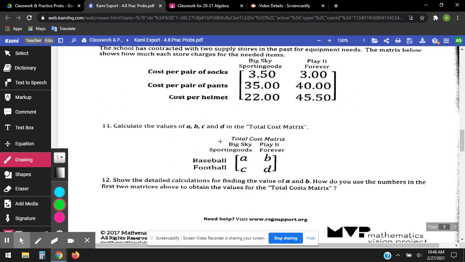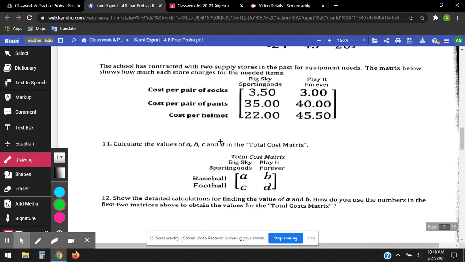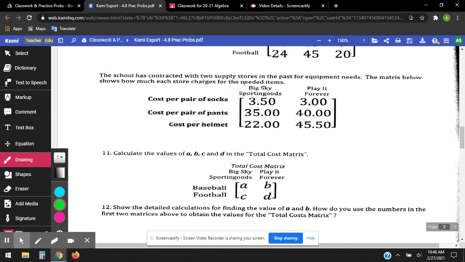The school has contracted with two supply stores in the past for equipment needs. The matrix below shows how much each store charges for each item. $3.50, $3, 35, 40, 22, 45, 50. So a little bit of a difference there. We need to use all this information to find a total cost matrix for each of those.